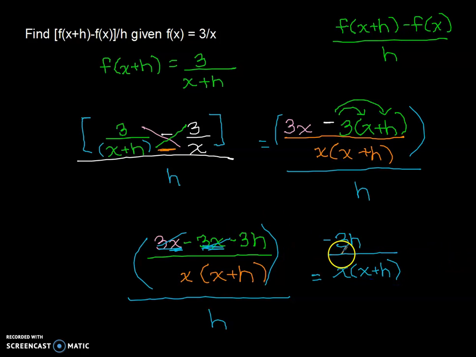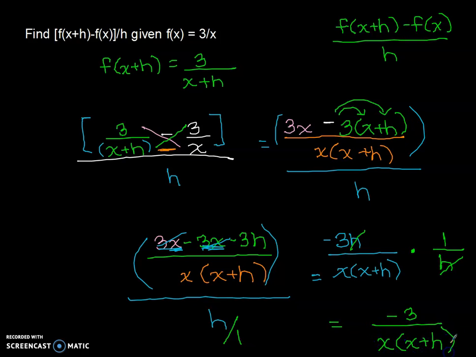Now, since we're done with this, now we can actually apply that it's being divided by h. Remember that you don't actually divide fractions. You do what's called keep, change, flip. So we keep the first fraction, we change it to multiply, and we flip this denominator. The fraction form of h is h over 1. So when I flip it, I get 1 over h. The h's will divide out, and this will leave me with -3 over x times x plus h. Okay, and that is the difference quotient. Watch your algebra, and I hope this helps.